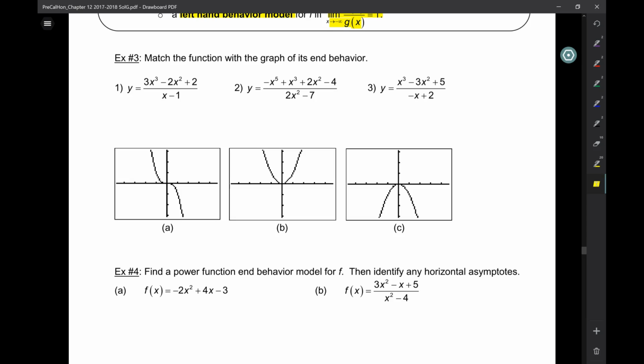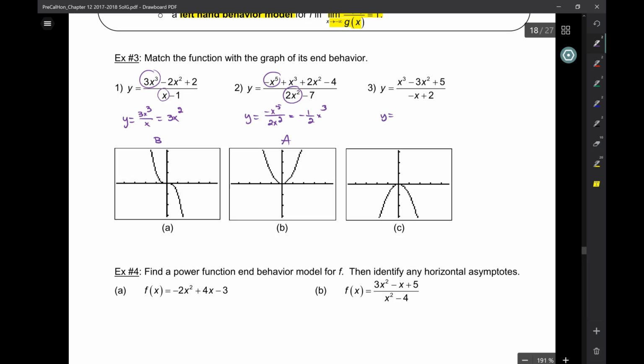Well, let's see. What I do is, just like we did before, I take the first term, the highest degree in the numerator and the highest degree in the denominator. So this will be y equals 3x cubed over x, which is 3x squared. That's like a parabola that's facing up, isn't it? Which one of those does that match? B. You see? Here, y equals negative x to the 5 over 2x squared. So that's negative 1/2 x cubed. Right? Which one is that? A. And let's see if 3 is C.